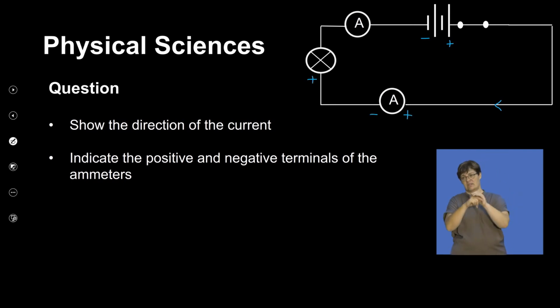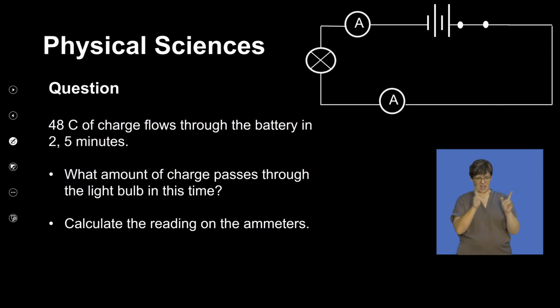We have already demonstrated that from the positive to the negative of the battery. Okay, right. So that's straightforward. Now questions that involve calculations.